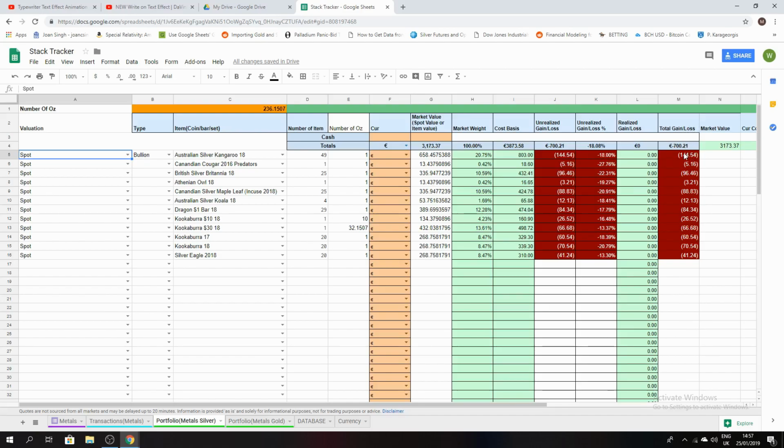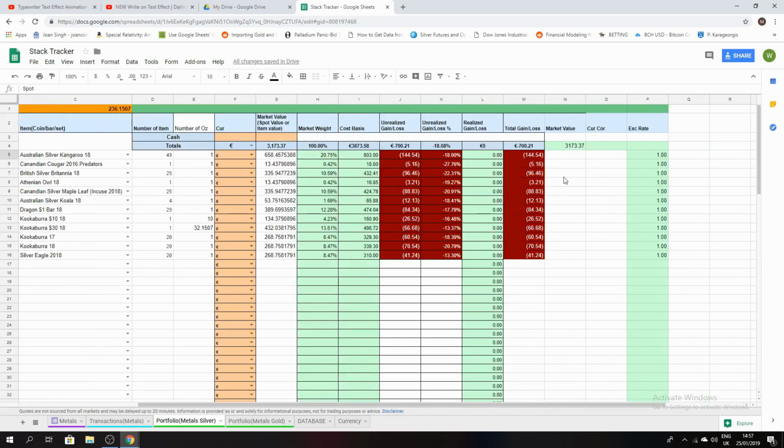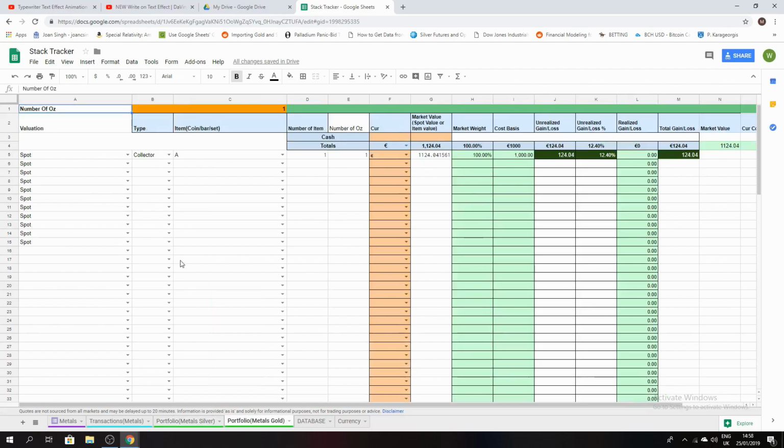And then we have our market value, and this is just for the exchange rate. So if you want to change this to dollars or whatever, you can do that. If your base value is in dollars and you bought in euros, or it's valued in euros, that's what you do. If it's dollar to dollar, there's no exchange rate, but for dollar to euro, there is. Then you have the exact same thing for gold, and then the database.